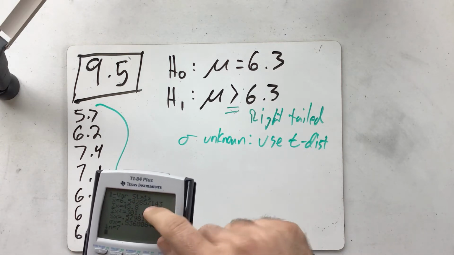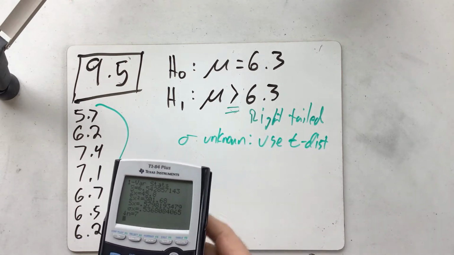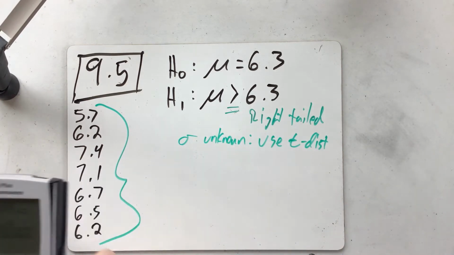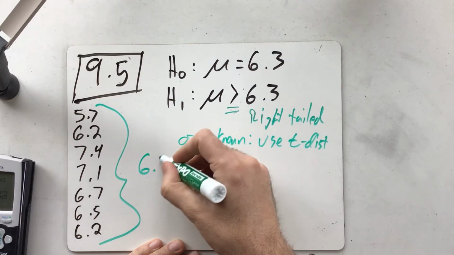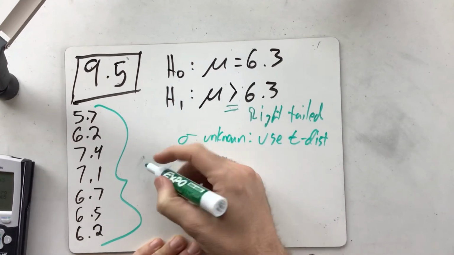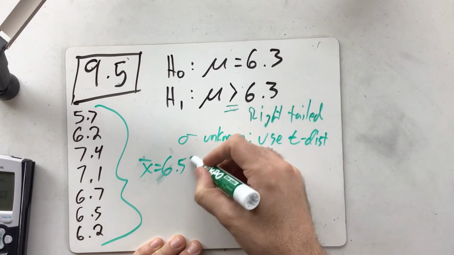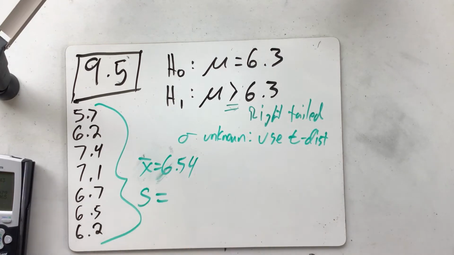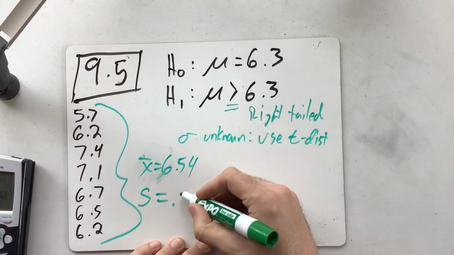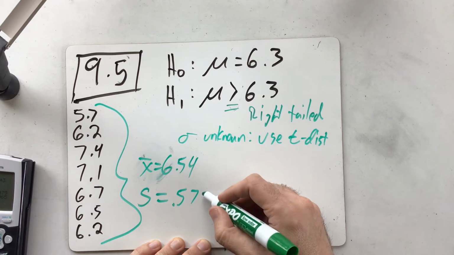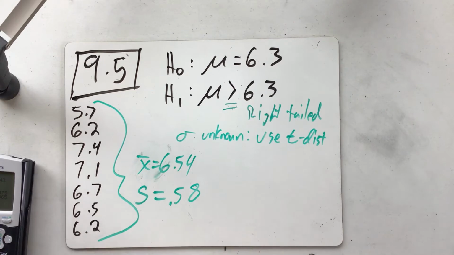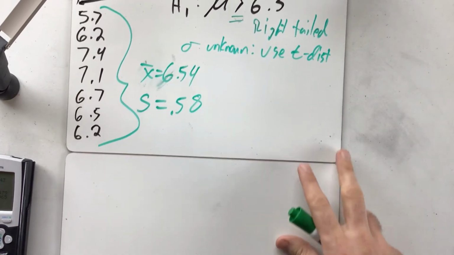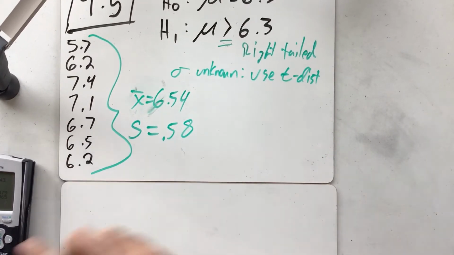Make sure that if you have some other data that you're pointing to the right place. So now that I look here, I get my average, which is 6.54 for my X bar. Let's write X bar equals 6.54, and S is my next number, and my S number was 0.5798. So let's just do 0.58 for S. Okay, so there's my X bar and there's my S. I'm ready now to start tackling the problem because I have my basic data that I need.